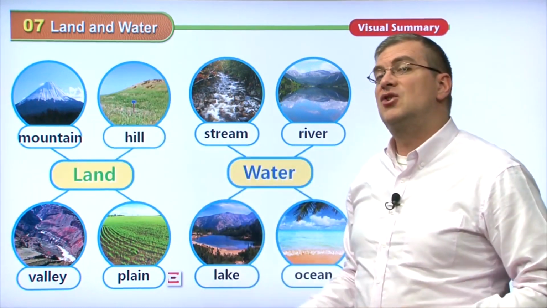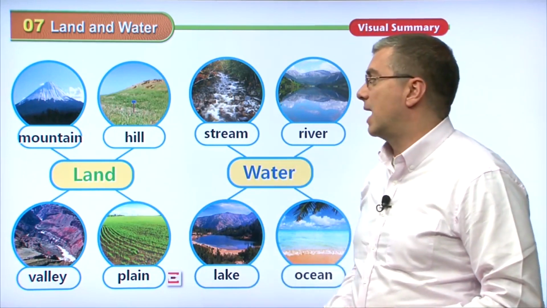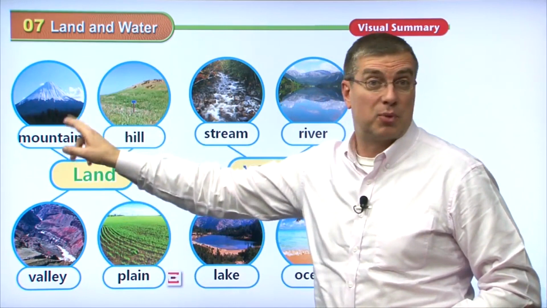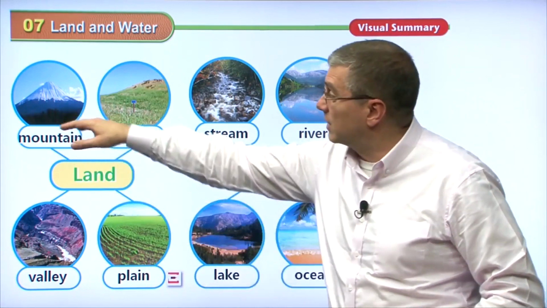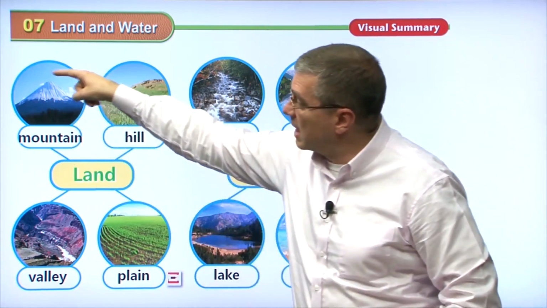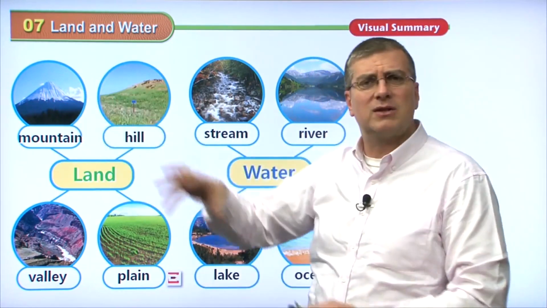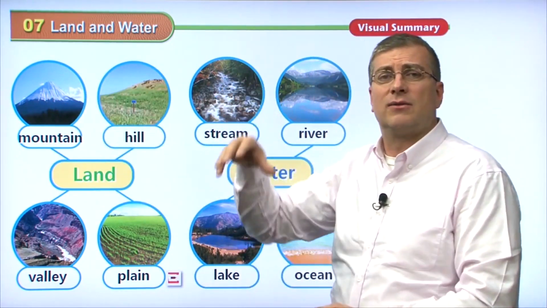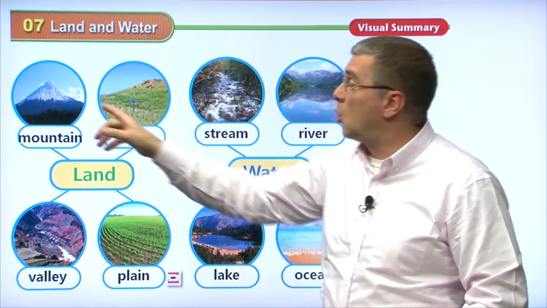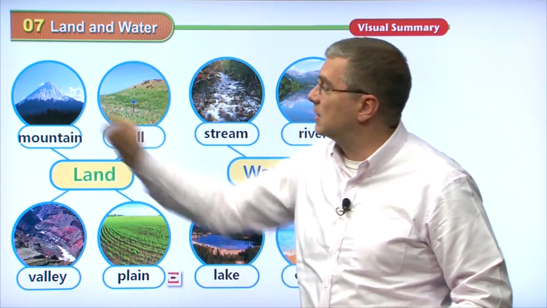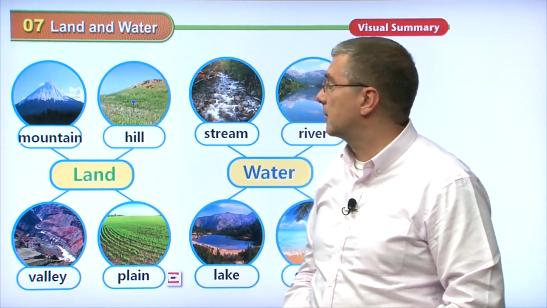What kinds of features on land can we find? Well, of course, first of all, we have a mountain up here, and this is a very impressive looking mountain, isn't it? It's very tall, very steep. It's got a nice shape to it. Looks like it's covered in snow, because mountains, of course, are the highest areas of land. They're very high in the air. It's colder up there, so snow will collect up there. Okay, so this is a good example of a mountain.